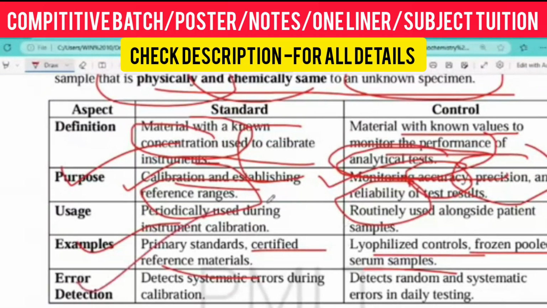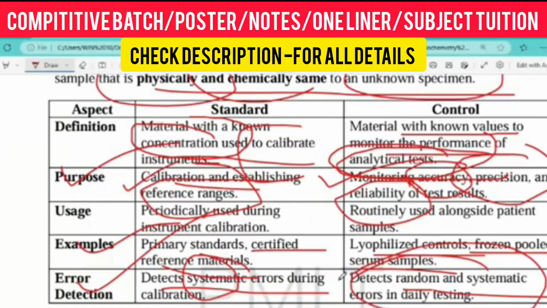Error detection: standard detects the systematic error during calibration. Whatever I have told you, if you are not getting the idea of error, how can you say what a systematic error is? Systematic error might be instrumentation error, procedure error, or reagent error. These kinds of errors might happen in the standard, and it detects them. Control detects the random and systematic error in daily testing. Standard detects only systematic error, and control detects both random and systematic error in daily testing.